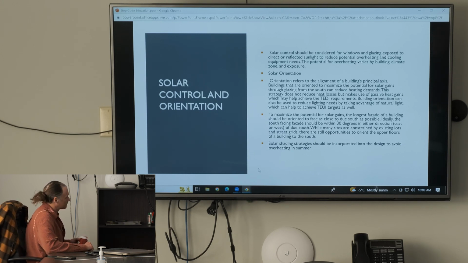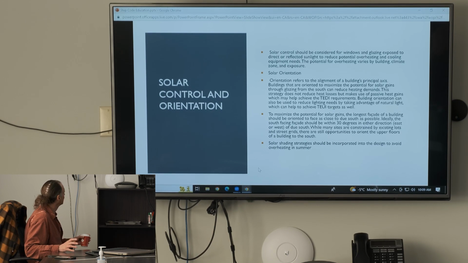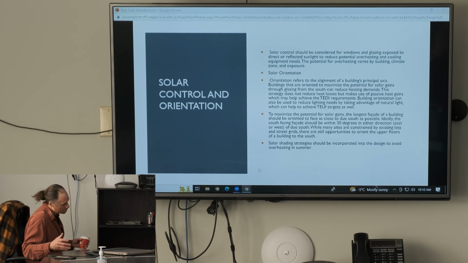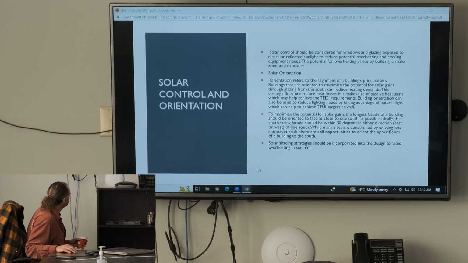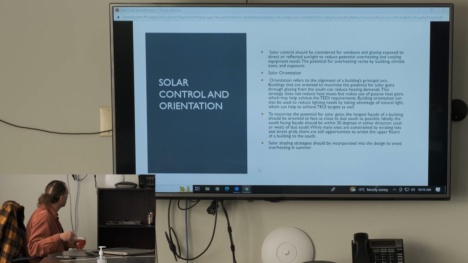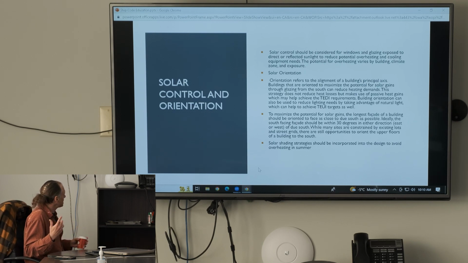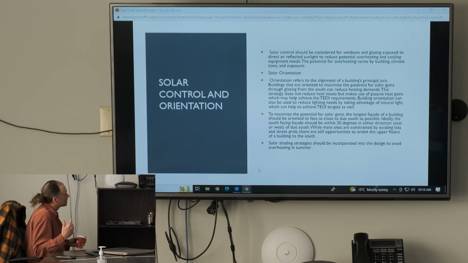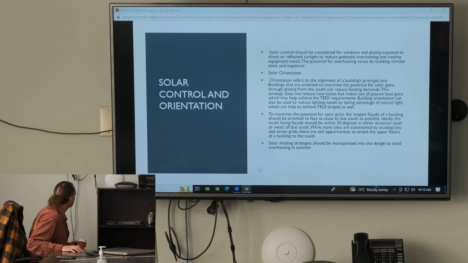Solar orientation. So your orientation refers to the alignment of a building's principal axis. Buildings that are oriented to maximize the potential for solar gains through glazing from the south can reduce the heating demands. This strategy does not reduce heat losses, but makes use of passive heat gains, which may help achieve the TEDI requirements. Building orientation can also be used to reduce lighting needs by taking advantage of natural light, which can help to achieve TEDI targets as well.